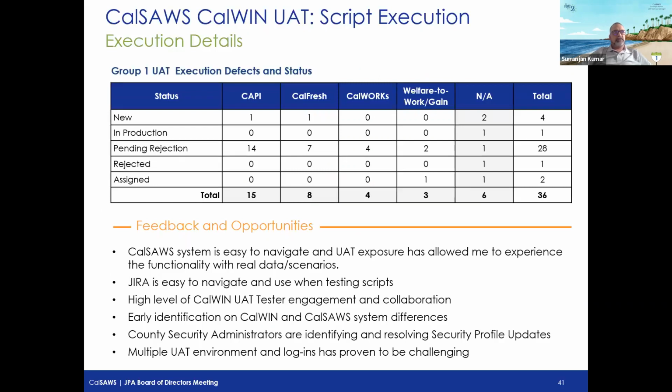So as Peggy mentioned, we are into group 1 execution right now. So I want to just give you a quick overview of what the group 1 execution status looks like, and more importantly, what is the feedback that we have received so far, and what are the areas that we are going to improve upon. So total 36 defects have been written, but as you can see from the table, 28 of them are in pending reject status, which means that the application is behaving as it is supposed to, as it is designed. But there were questions and concerns that the new CalSAWS users have had.